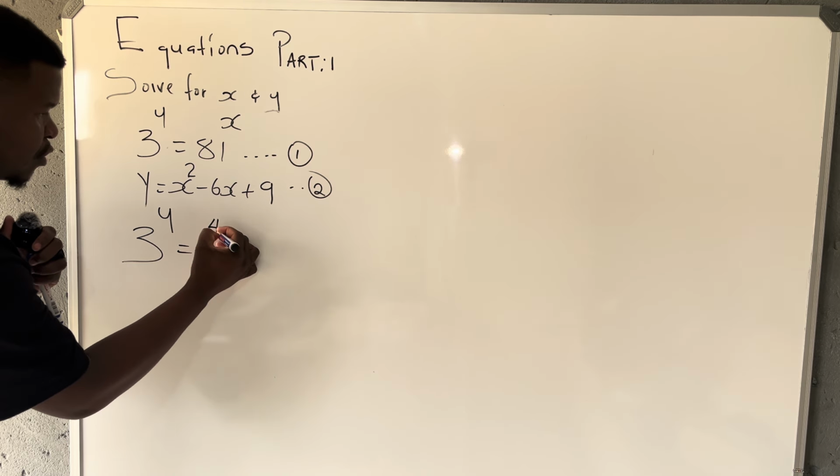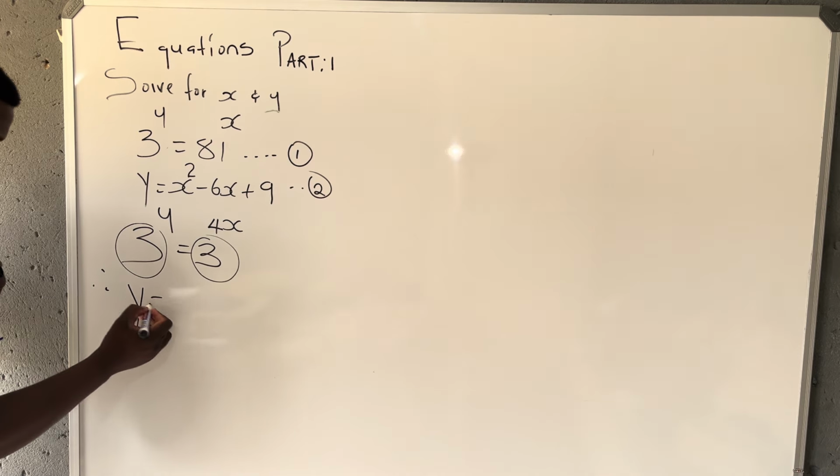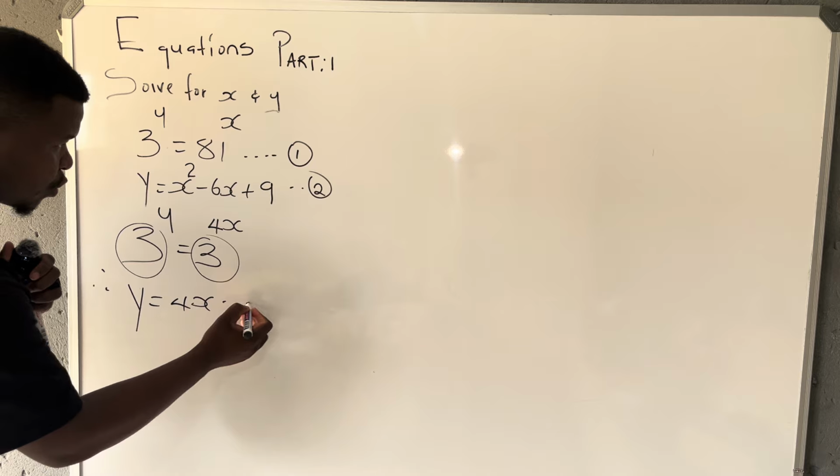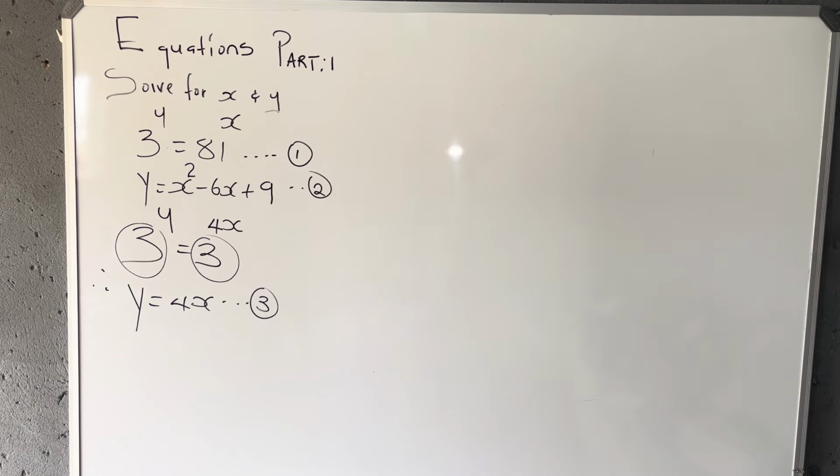Remember, there was an exponent of x. Now two exponents together, we just say they give us 4x. Now look at this. We expected this since we are talking exponential. Therefore, we consider this as our new equation, which we're going to label as equation 3. That is another method, especially if we are talking exponents.